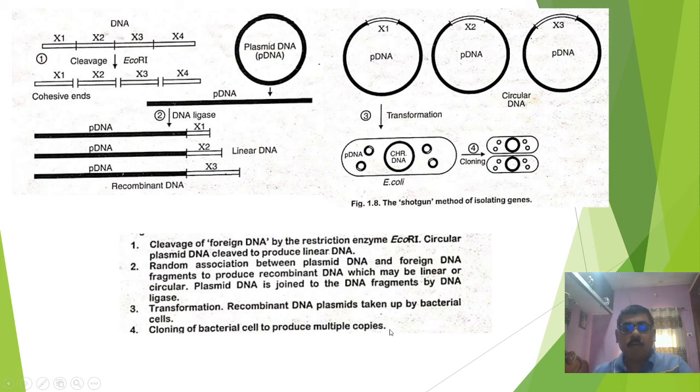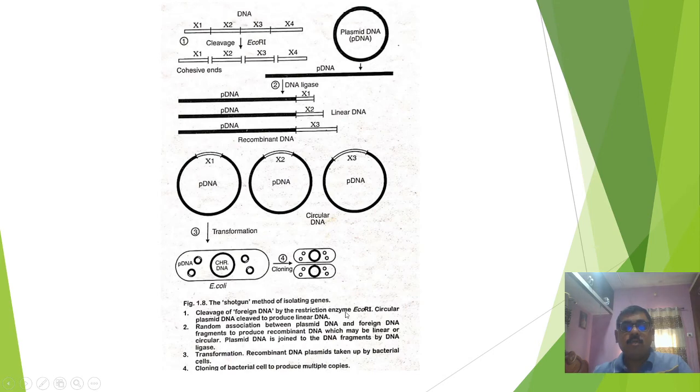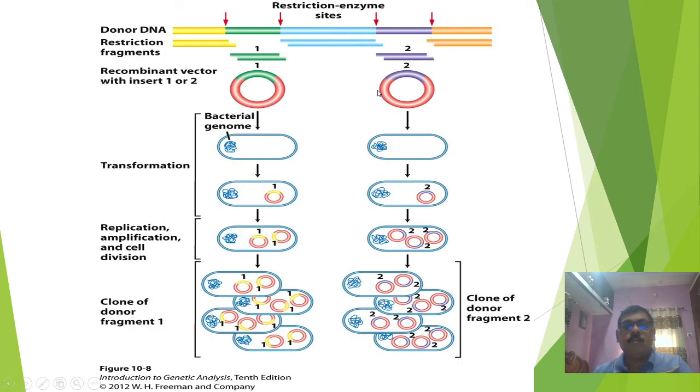So the cloning of the bacterial cell makes multiple copies. These are the steps of recombinant DNA technology, or the steps of the isolation of a gene of interest by the shotgun technique. Here is the colorful figure showing the same thing.